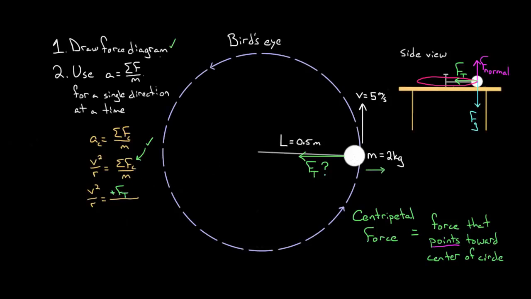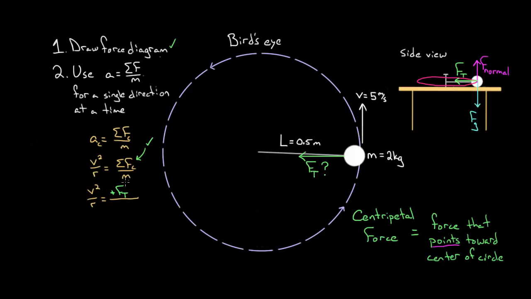If for some reason there was another string pulling on the ball outward, we would include that force in this calculation and we would include it with a negative sign. So forces that are directed out of the circle, we're going to count as negative, and forces that are directed into the circle, we're going to count as positive in here. And if they're not directed into or out of, we're not going to include them in this calculation at all.